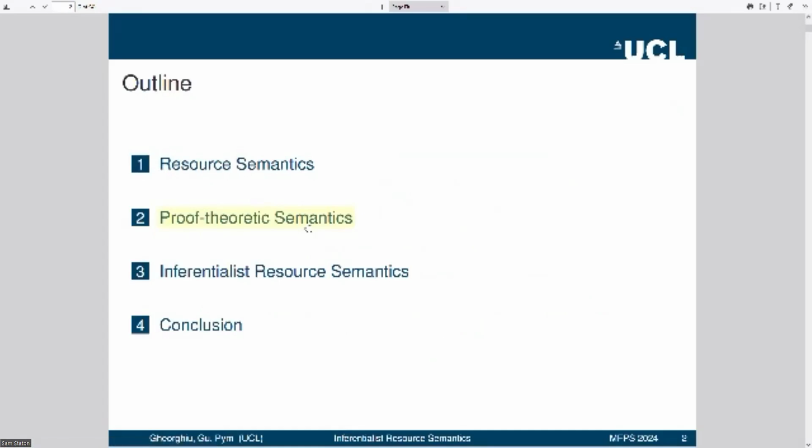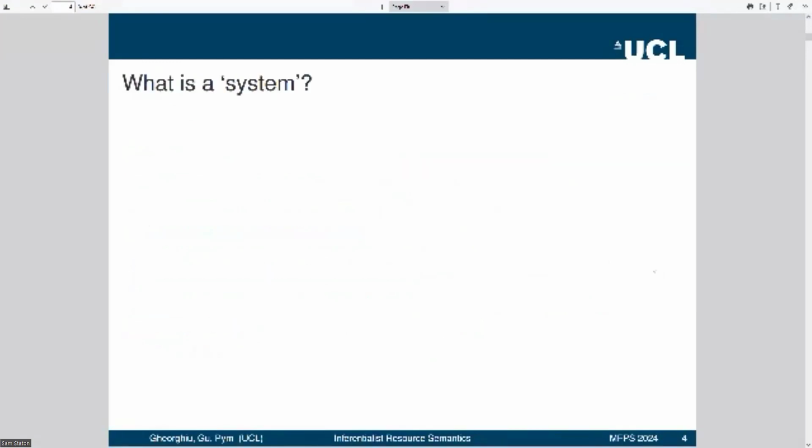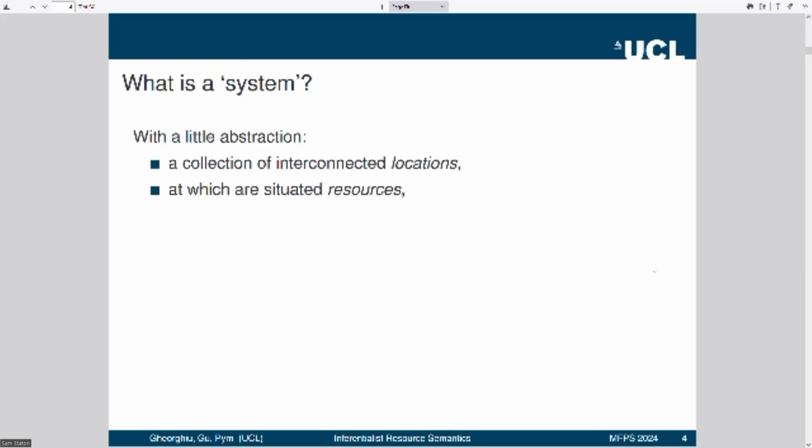Okay, so first I'll tell you what we mean by resource semantics and why we care about it. Then about proof-theoretic semantics, which is the logical formulation of inferentialism, and then how we do modeling using proof-theoretic semantics. Okay, so resource semantics is all about trying to understand systems. And so, what is a system? Well, we think of it as a collection of locations, so seminar rooms, lecture theaters at the university, of resources, people, for example, that are in certain rooms but not in others, and relative to which processes execute.